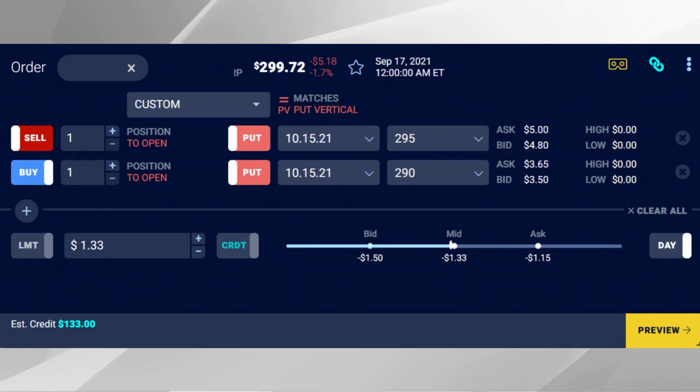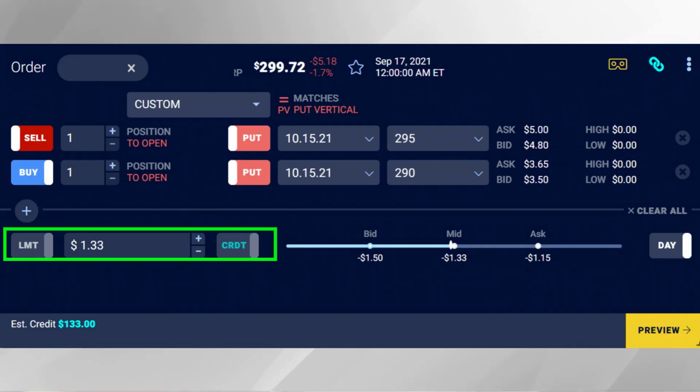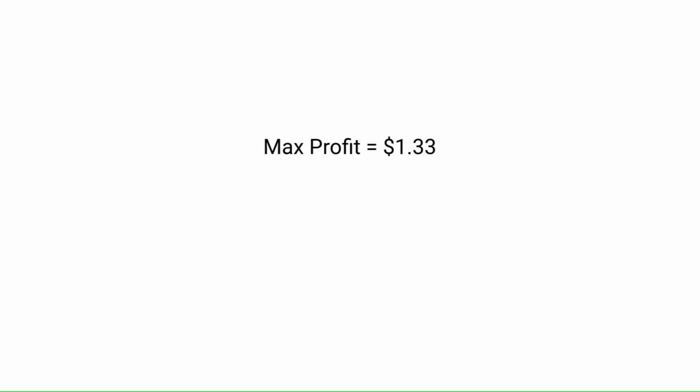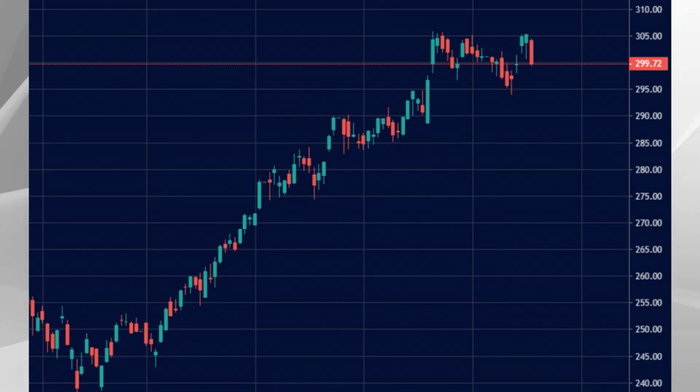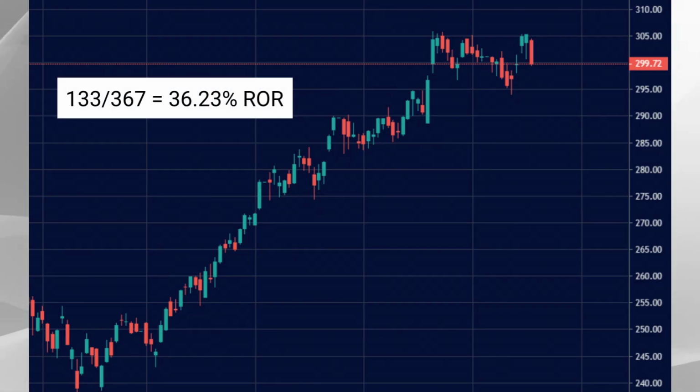Our entry in this trade is a credit of $1.33 per share. That means the most we can profit is $1.33 per share, which is $133 per contract. The difference between our strike prices is $5. That means we're risking $3.67 per share, or $367 per contract. That ends up being just over a 36% return on our risk in 27 days if the stock stays above $295. Well, that's an example of entering a bullish income vertical spread using trend, support, and resistance to determine our sold strike.